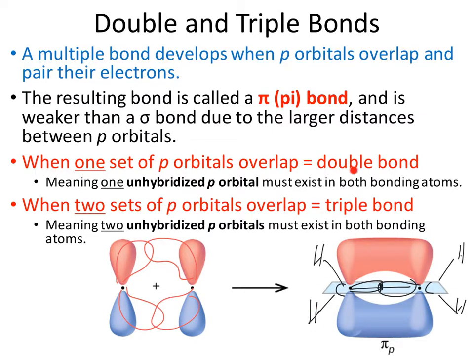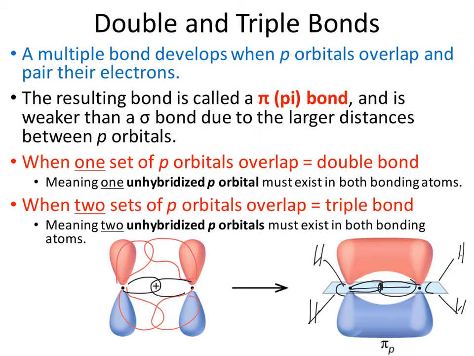Now, when it says here, we have one set of p orbitals. So this is one set. Here we have the two lobes of each p orbital. That's one set. If we were looking at one set, we would create a double bond. So we already have a sigma bond in existence, and when we pair this setup, we're going to have a double bond.